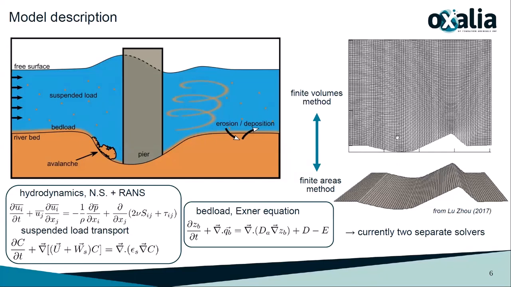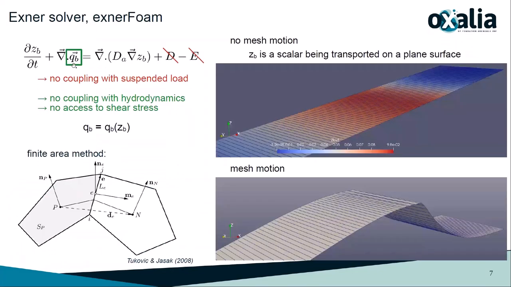And today I will talk only about the development of the Exner solver without the hydrodynamics and without the suspended load. So if I'm solving the Exner equation alone, there's two problems. First, I have no coupling with the suspended load, so I don't have any deposition or erosion term. And I have no coupling with hydrodynamics, so I don't have access to the shear stress on the bottom. And so if I don't have the shear stress, I don't have the bed load. So I need to test the model, to apply some law to define the bed load flux. And for that, I just say that the bed load is a law of the bed level.